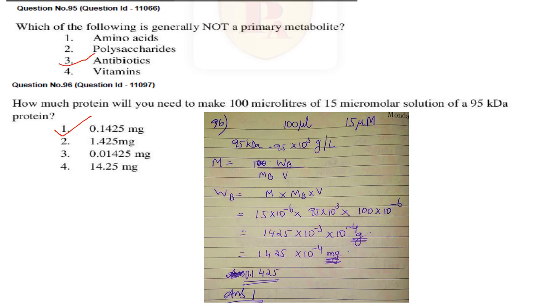Then next one. Which of the following is generally not a primary metabolite? Amino acid, polysaccharide, antibiotic, vitamin. Antibiotics are not primary metabolites, they are secondary metabolites.